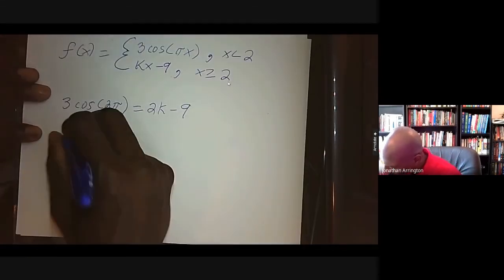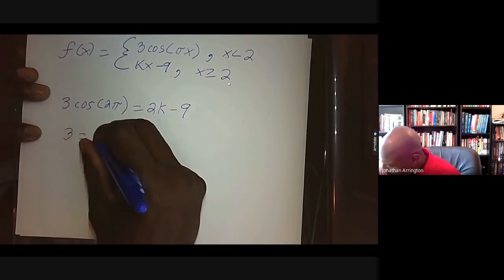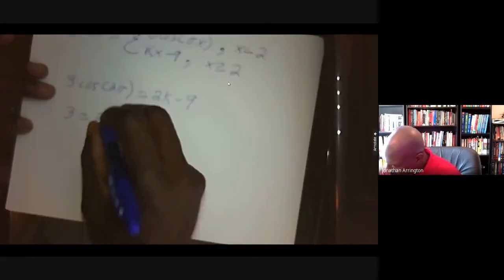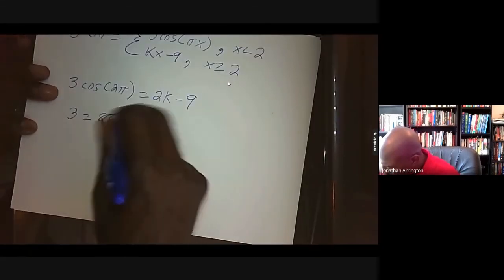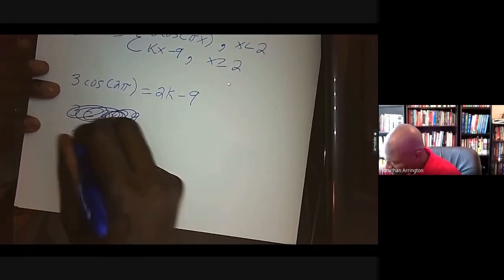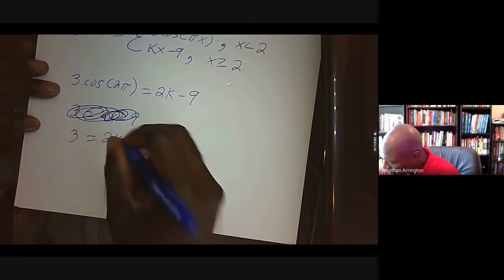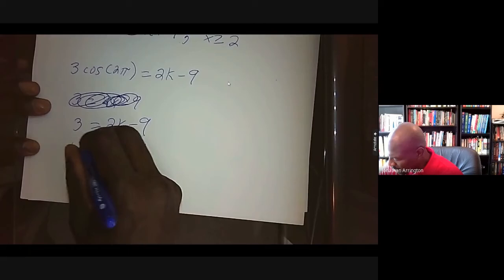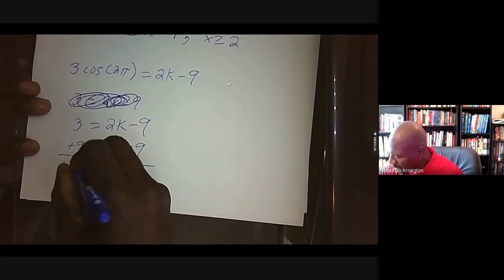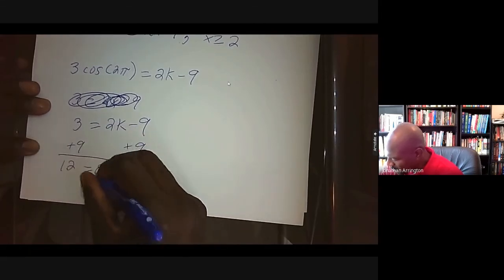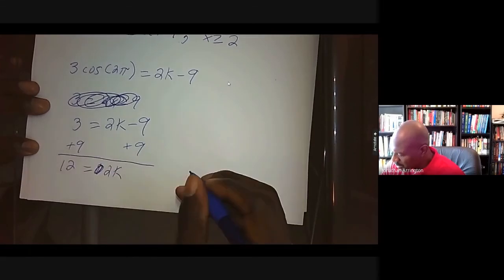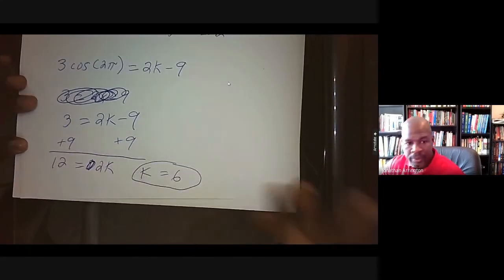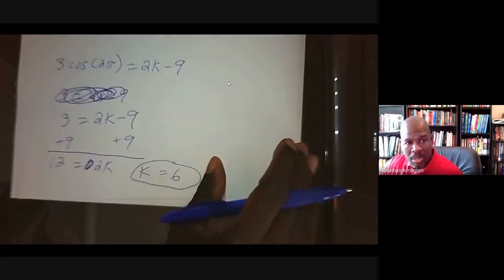So this is going to be 3 equals 2k minus 9. Then from there, it's basic algebra. We'll add 9, that's 12. We'll divide by 2, and we'll get 6. So 2k is 12, so k is 6. And that's all you have to do on that problem.